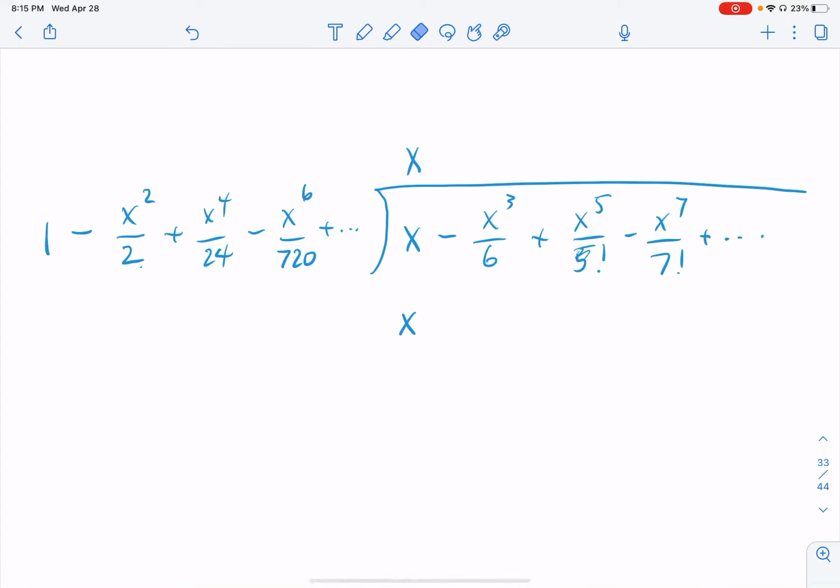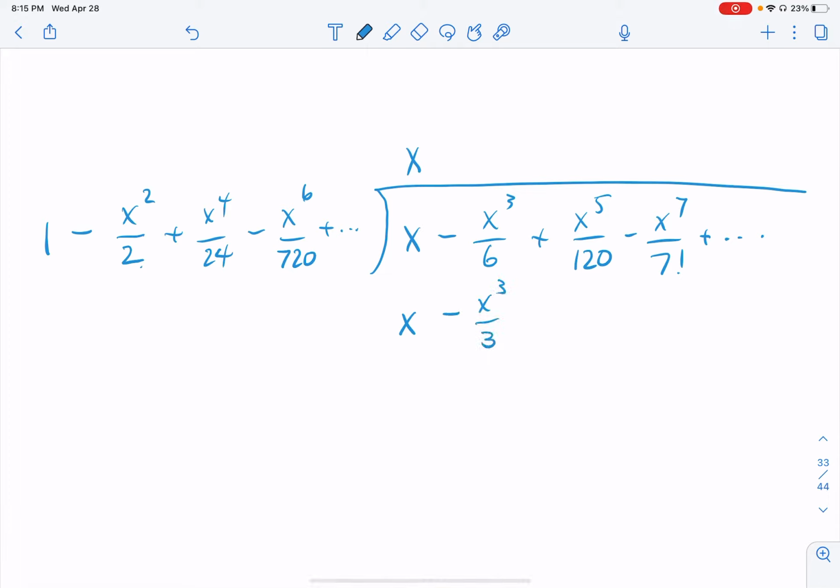5 factorial, 120. Already did it. 7, I'm leaving that one. Anyway, where was I? Oh yeah, we had already multiplied this x times x squared over 2 and got x cubed over 3, which magically lines up with this one. That's very nifty, and it is also minus x cubed over 3.